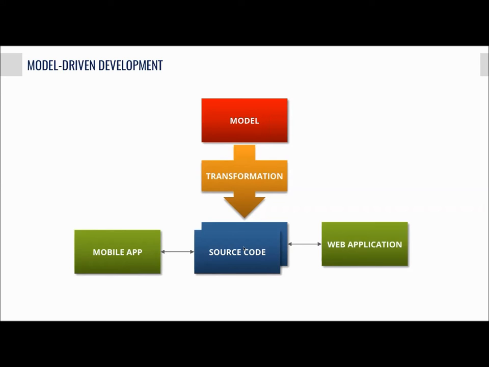So the source code you get could actually be multiple, because from the same model, you could generate source code for your web interface, your web applications, as well as source code for your mobile apps or for your desktop, say, administration part of the applications. And this is one of the main advantages. Out of one platform independent model, you can get for free, through automatic code generation, one or more running software for multiple platforms.